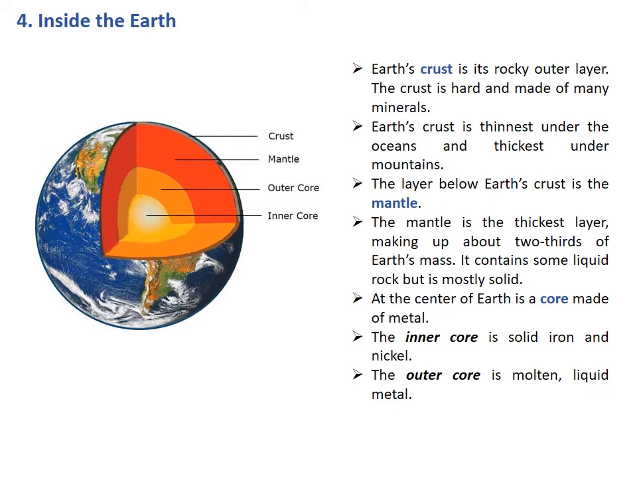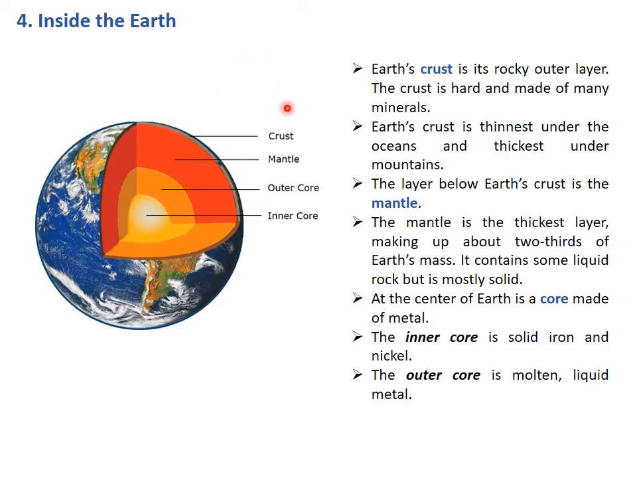Now, we are going to talk about the Earth, and we are going to discover what we have inside the Earth. So, Earth's crust is its rocky outer layer. The crust is hard and made of many minerals. Earth's crust is thinnest under the oceans and thickest under mountains.